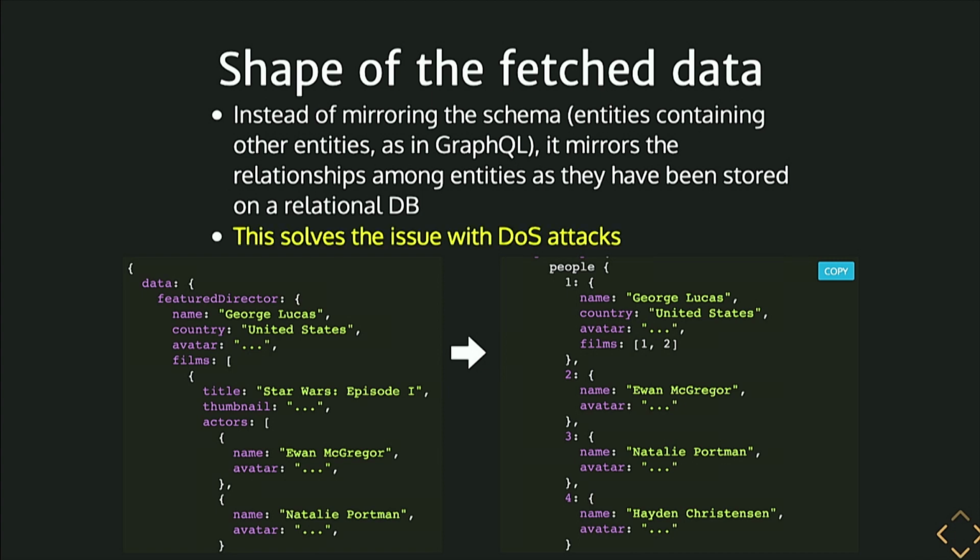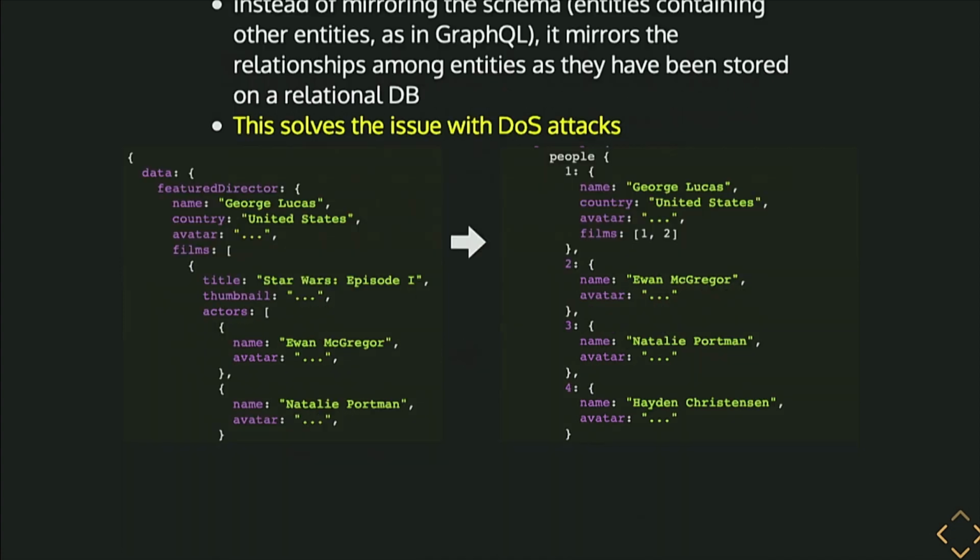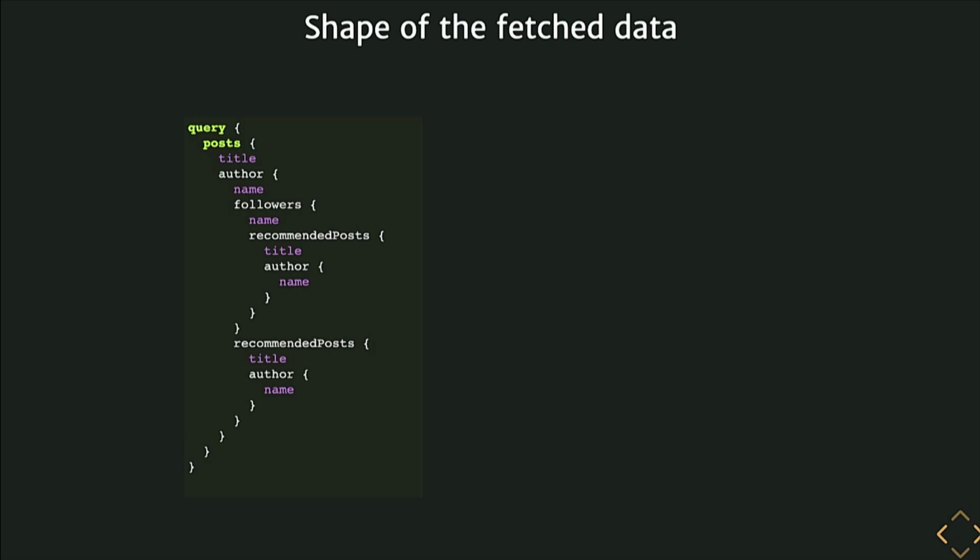This solves the denial of service attacks. Now, why is that? I will actually have a different query to explain better. This is a tiny bit exaggerated. I don't think I will actually have a query like this, but it makes the point. Imagine that you have this query, that you're querying for posts, and all the posts, you bring the title and the author. Then the author, you have the name and followers. The followers have the name and the recommended post, which has a title, author, whatever, okay?